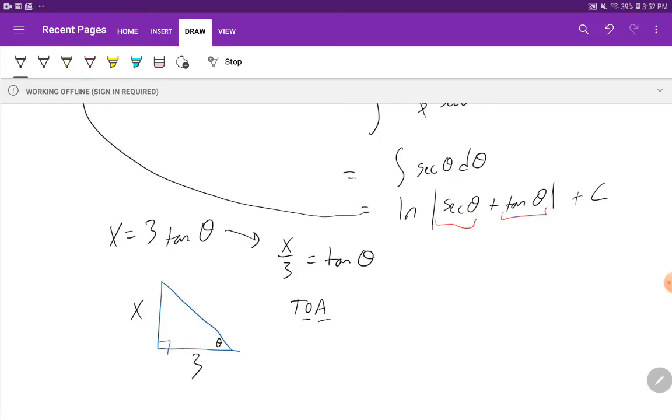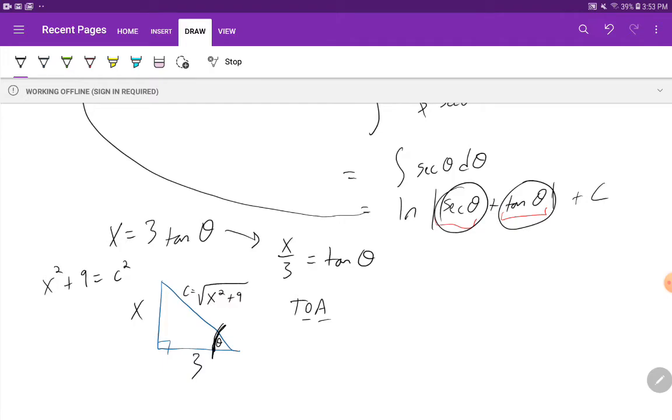X and 3. Well, using Pythagorean theorem, I can figure out that third side and use it to define secant theta, tangent theta. Yes, I know, it's crazy, right? Watch what happens. So I'm going to get this third side. It ends up being x squared plus 9 is equal to that third side squared, which means it's going to be the square root of x squared plus 9, right? That's what this third side is equal to.